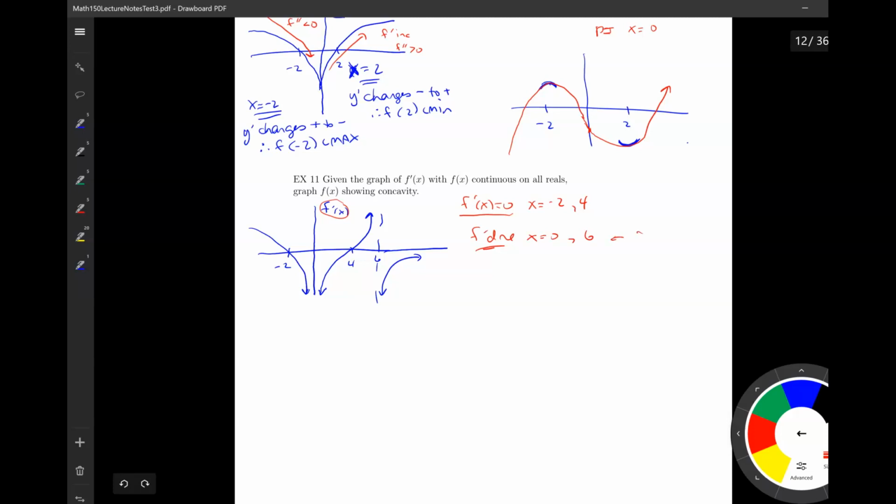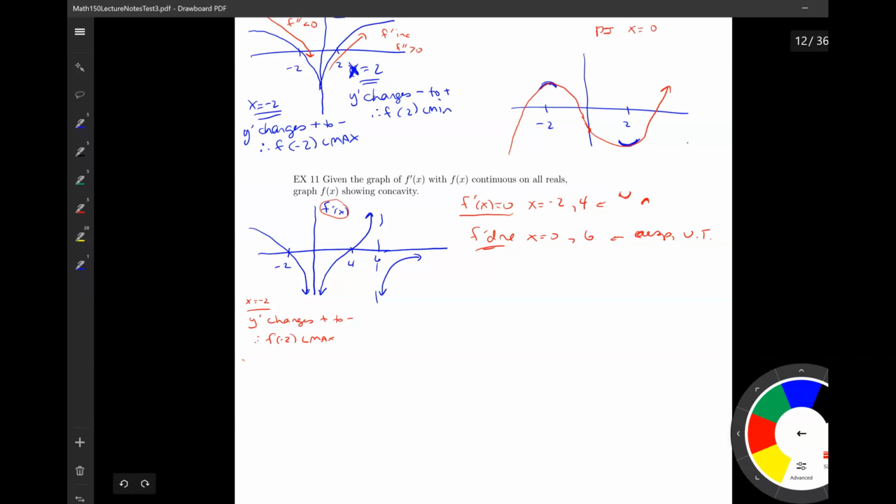So these would be the cusps, the corners, the vertical tangents. These are going to be the different kind of looking ones. These will be like the bottom of a parabola, top of a parabola, right? So that's what we're expecting. All right, so let's use our first derivative test. At x equal -2, y prime changes from positive to negative, so therefore f of -2 must be a local max. And let's see what's happening at 0.